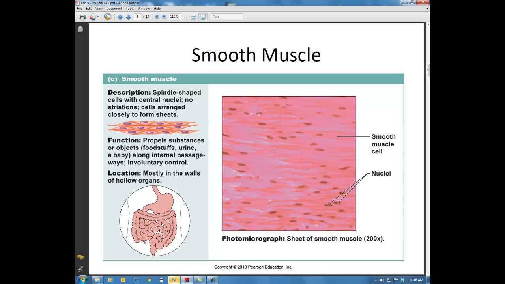So we find smooth muscle lining walls of hollow organs, such as lining the stomach, the intestines, the bladder, the blood vessels, the uterus, those hollow organs, and it helps propel substances along inside of those organs.